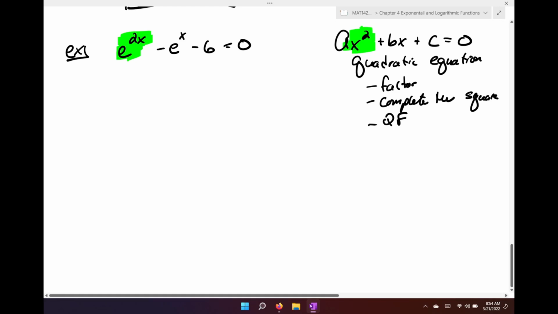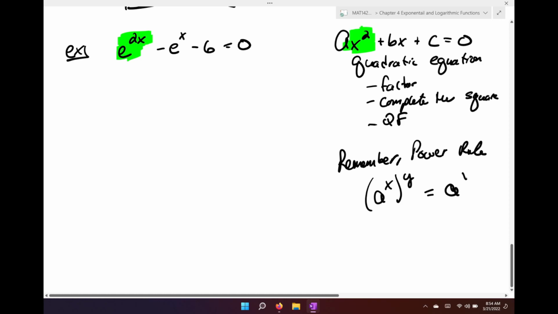Because remember, there was one rule of exponents called the power rule. And what the power rule said was, if you have an exponent raised to an exponent, you could just rewrite it as multiplying the exponents together. So if you look at what I have, e to the 2x, I'm going to rewrite that as e to the x, all raised to the second power.